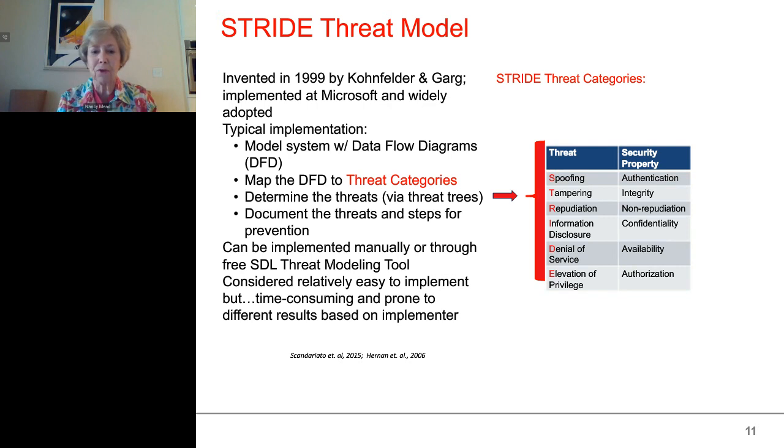And again, thinking about where Microsoft was, they could be producing data flow diagrams from existing software, no problem doing that. They then map the data flow diagram to threat categories, and the threat categories that they are interested in are spoofing, tampering, repudiation, information disclosure, denial of service, and elevation of privilege. There are corresponding security properties. So the idea is once you've identified the threat, you can figure out a mitigation strategy to get you to the security property that you want.